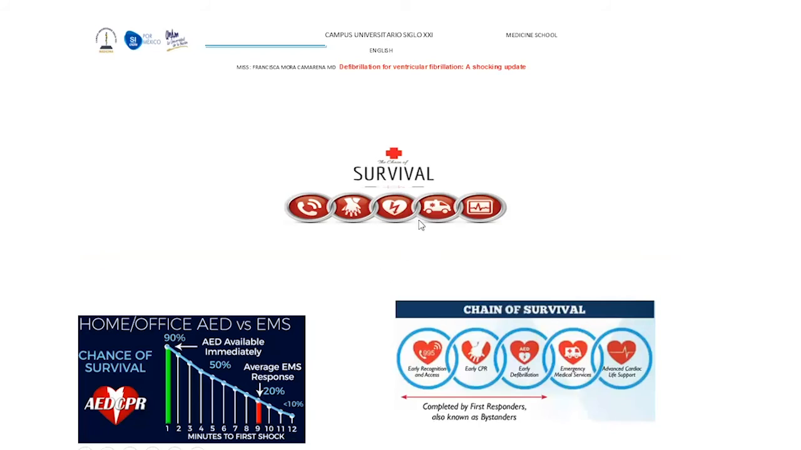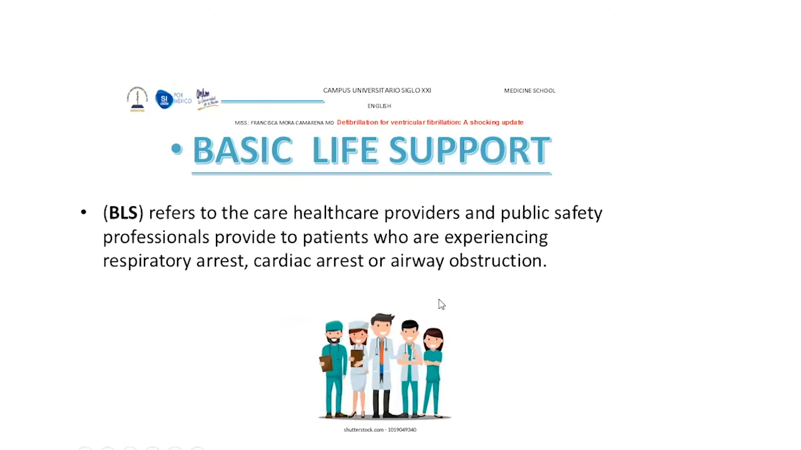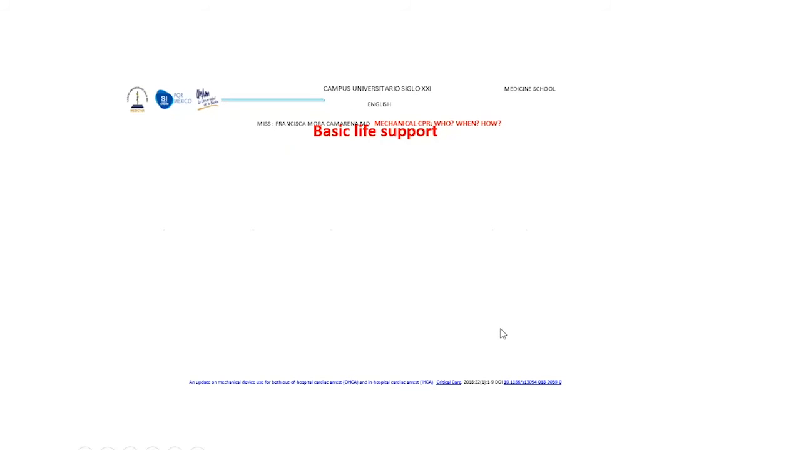And after this, we may start the chain of survival, which is not only used in cardiac arrest, but also in the heart attack. In this situation, we may use basic life support, and as we remember, this refers to the care that healthcare providers or people that are trained can provide to a person that is in cardiac or respiratory arrest, or who has an airway obstruction.